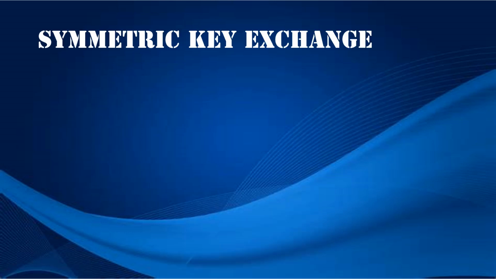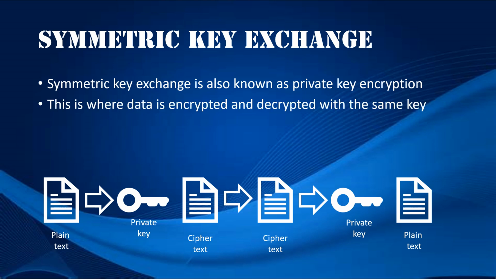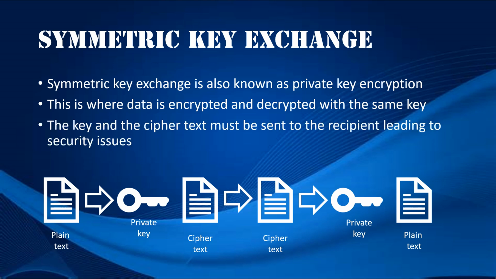The Internet relies on encryption to keep data safe during transmission. Symmetric key exchange, also known as private key encryption, is where data is encrypted and decrypted with the same key. The key and the ciphertext must be sent to the recipient, leading to security issues because if someone intercepts both, then they can simply use the key to decode the ciphertext back into plain text.